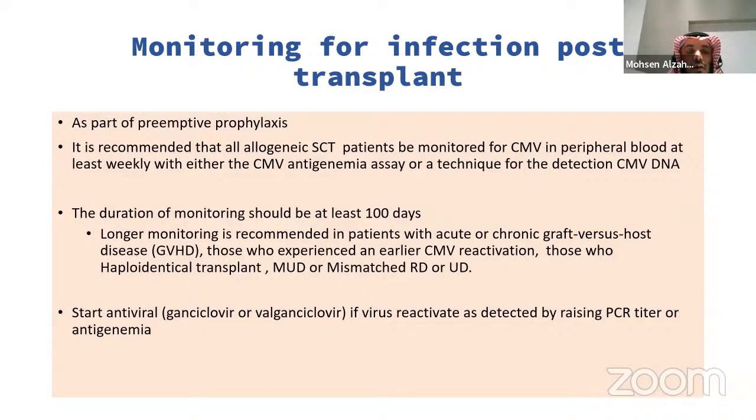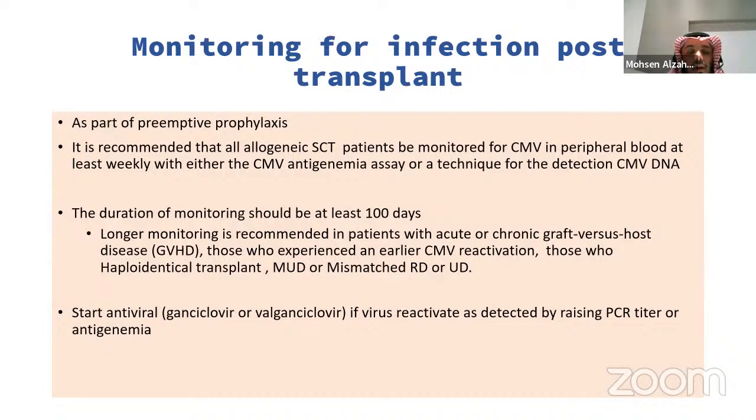It's recommended that all allogeneic stem cell transplant patients be monitored for CMV in peripheral blood at least weekly with either the CMV antigenemia assay or by testing for CMV DNA by PCR. The duration of monitoring should be at least 100 days. Longer monitoring is recommended in patients with acute or chronic graft versus host disease, or those who experienced an earlier CMV reactivation, or those who have haploidentical transplant or mismatched transplant or MUD.